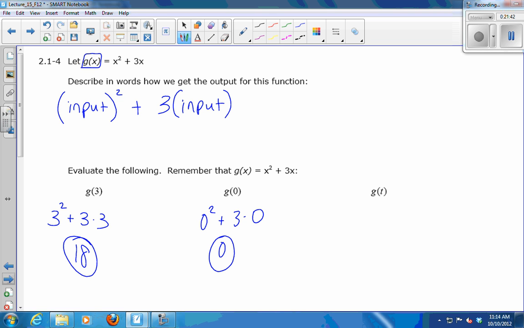How about g of t? If I drop a t into the g machine, what's g going to do to it? It's just going to square it and add 3 times it. Remember, g is just a machine. It can't think. Whatever you put in, it's just going to square it and add 3 times it. Doesn't matter if that thing you're dropping in makes sense to you or not.